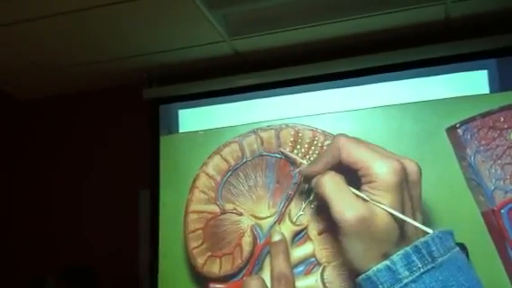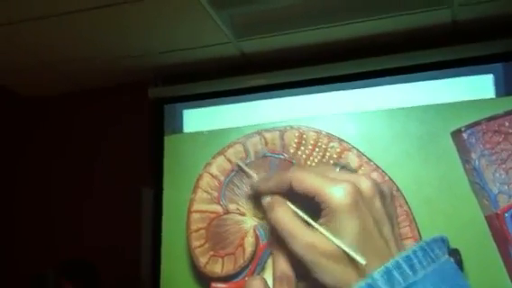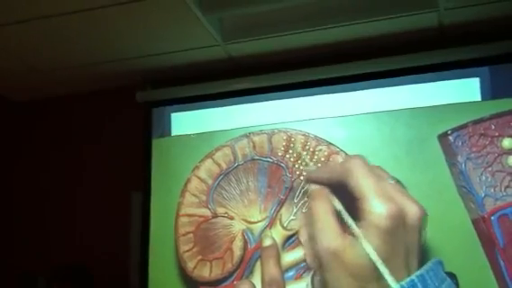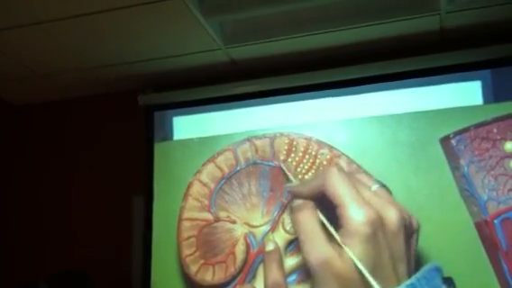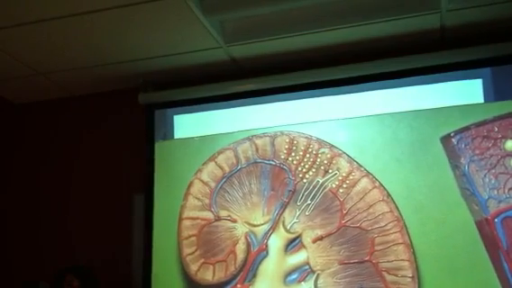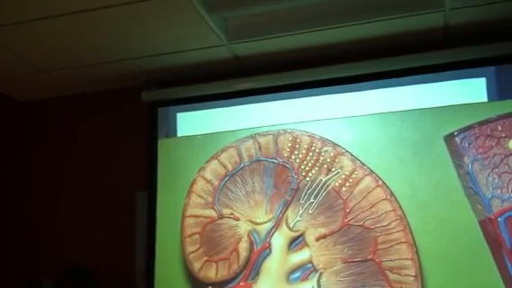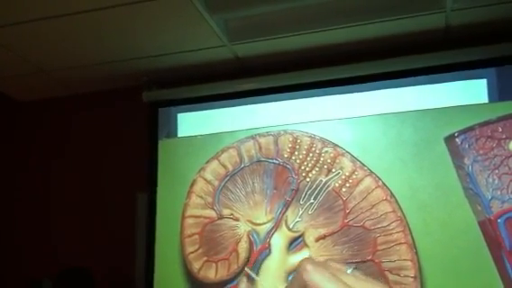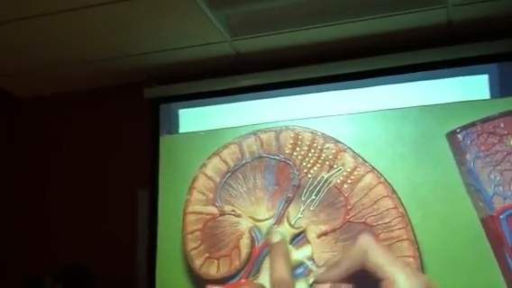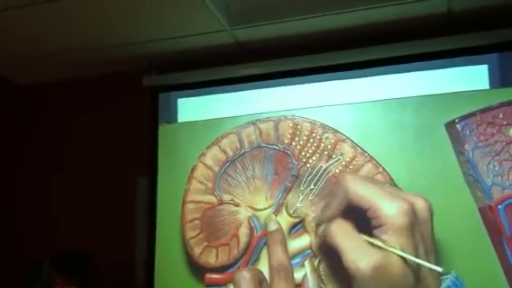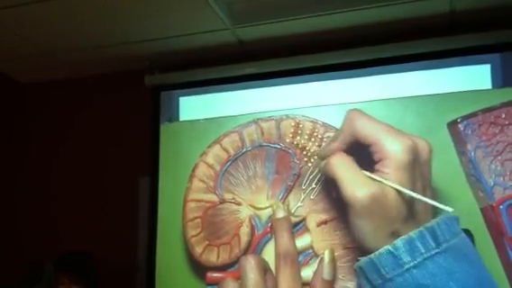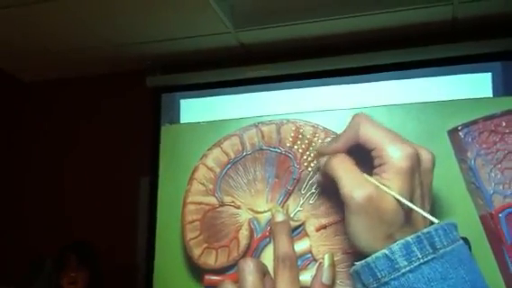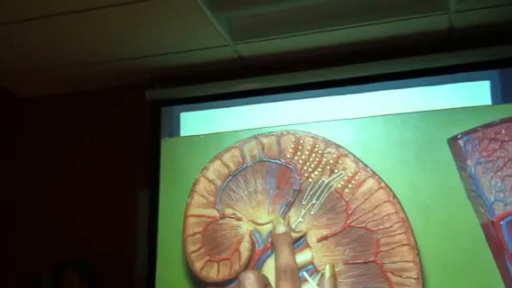And then do you see these small arteries up here? Yes? Interlobular arteries. One more time. Renal artery, segmental artery, interlobar artery, arcuate artery, interlobular artery. Okay?